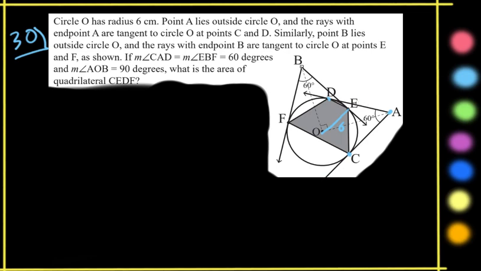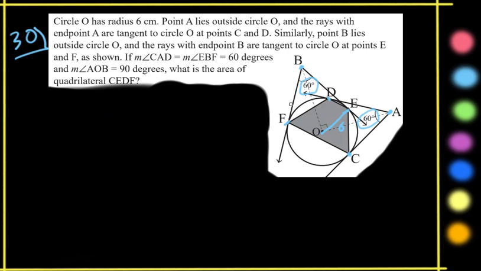Similarly, point B lies outside circle O, and the rays within point B are tangent to circle O at points E and F. So these are the 2 tangent points to these rays. And it says the measure of angle CAD and the measure of angle EBF are 60 degrees. So those are these 2 angles here. They have them labeled for you. That's nice. And it says the measure of angle AOB is 90 degrees. They've drawn that in with this right angle here.